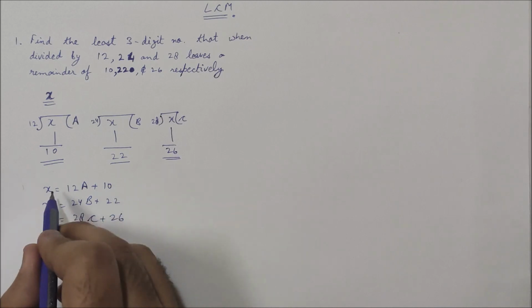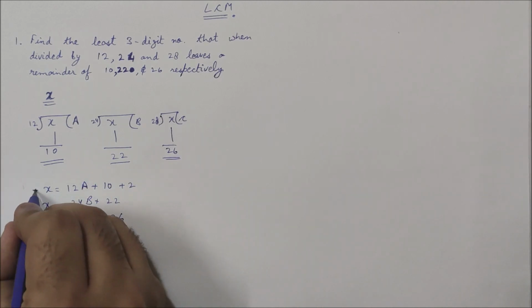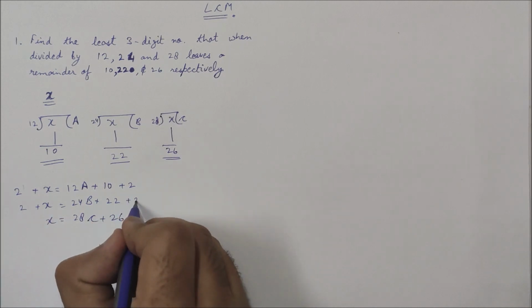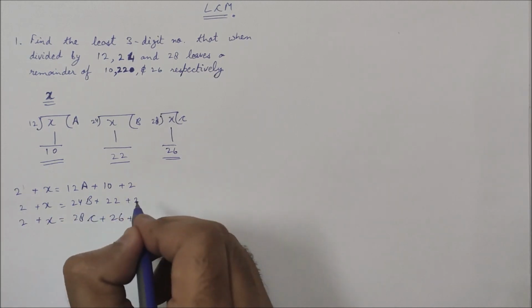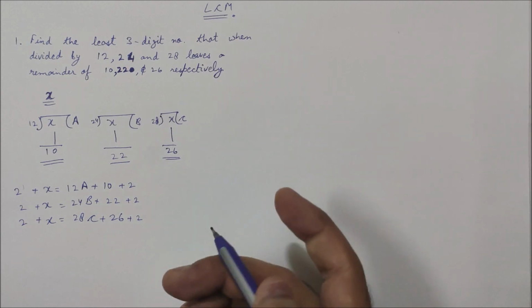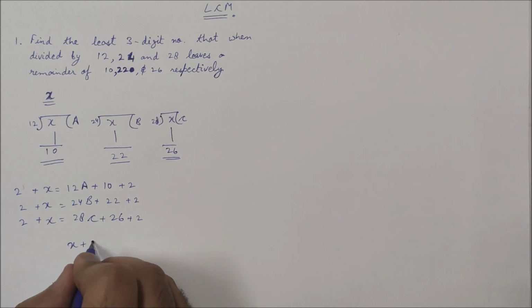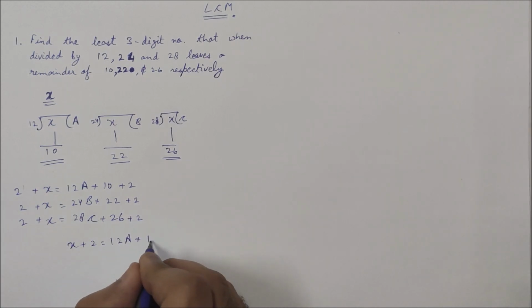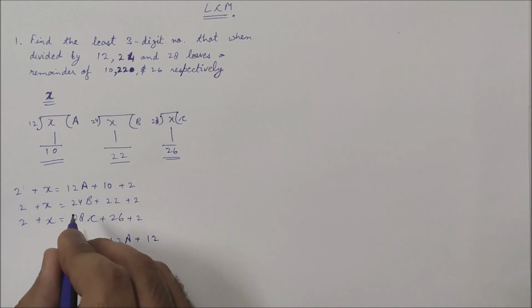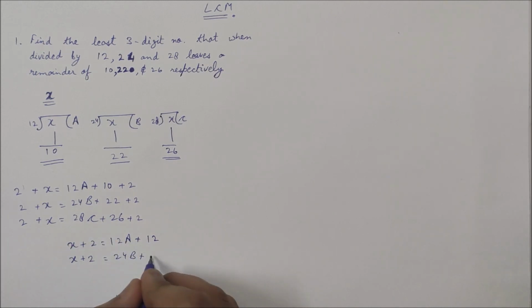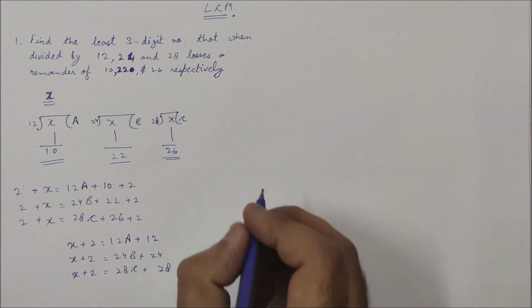So let's try to understand what we can do. Let's add 2 on both sides. So I'll add 2 here and I'll add 2 over here, same with this one also. I'll help you understand why we added this 2 in the latter part of the video. So if I add this 2 in the first equation, I get x plus 2 equals 12a plus 12, the second equation would be x plus 2 equals 24b plus 24, and x plus 2 equals 28c plus 28. In this one I see 12 as common, in this one 24, and in this case 28. So let's take it out.